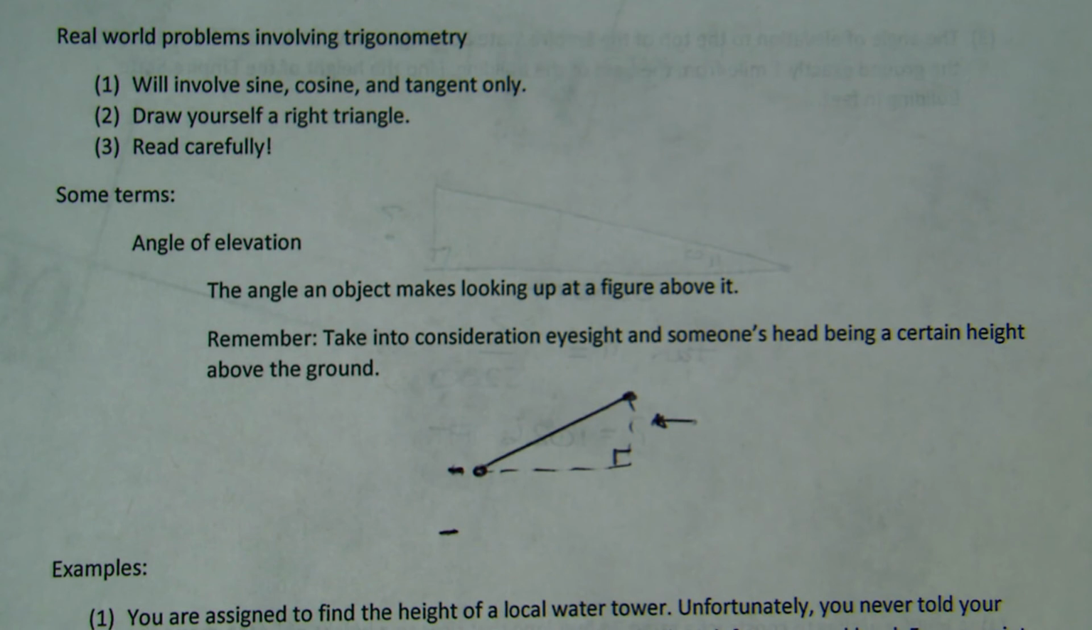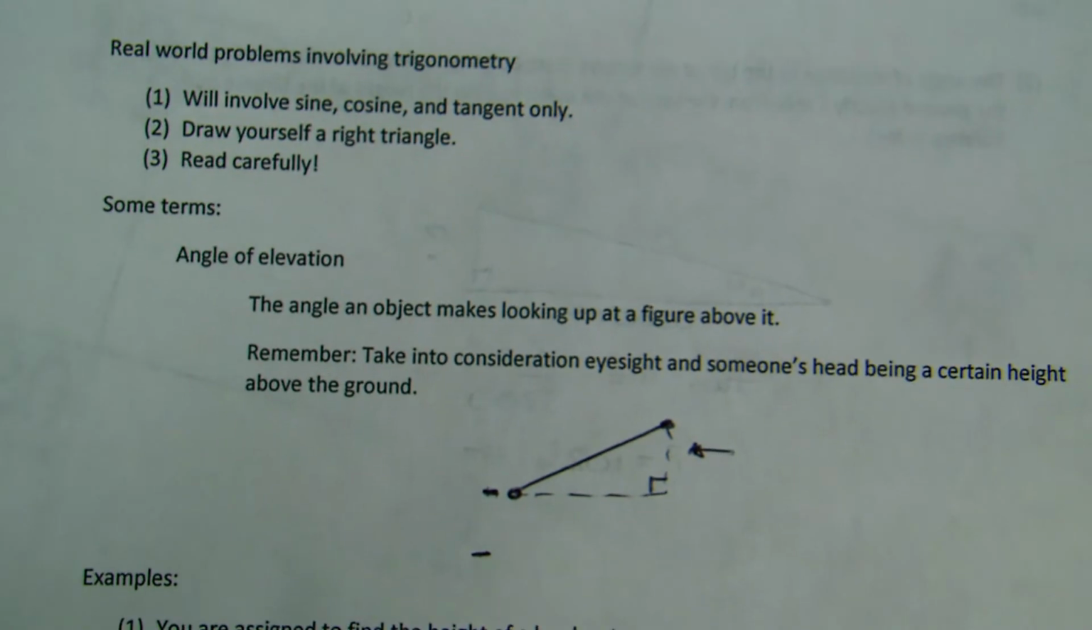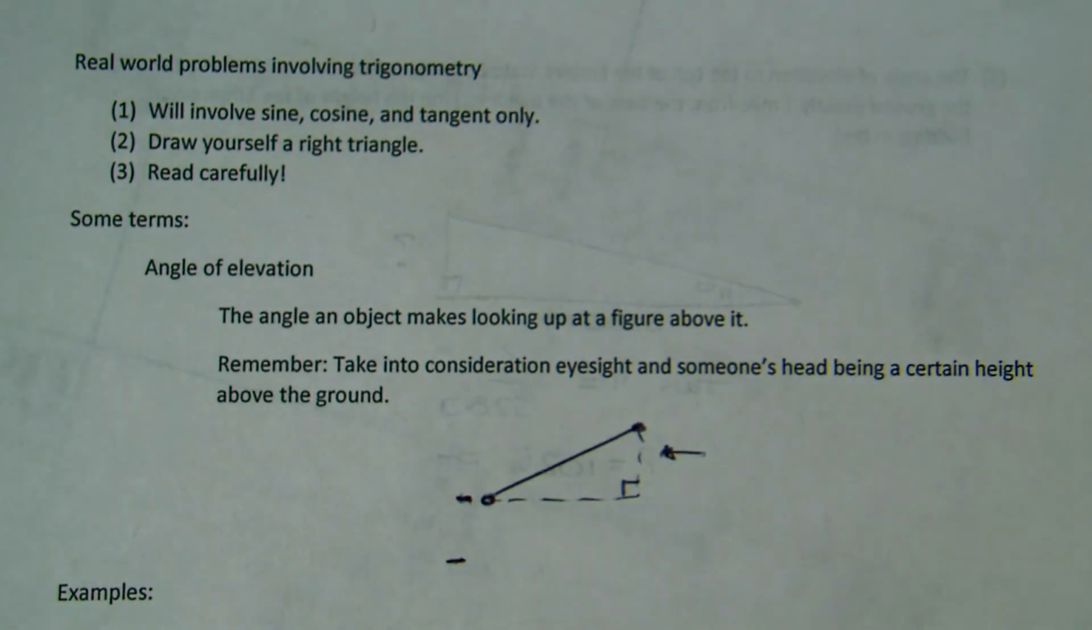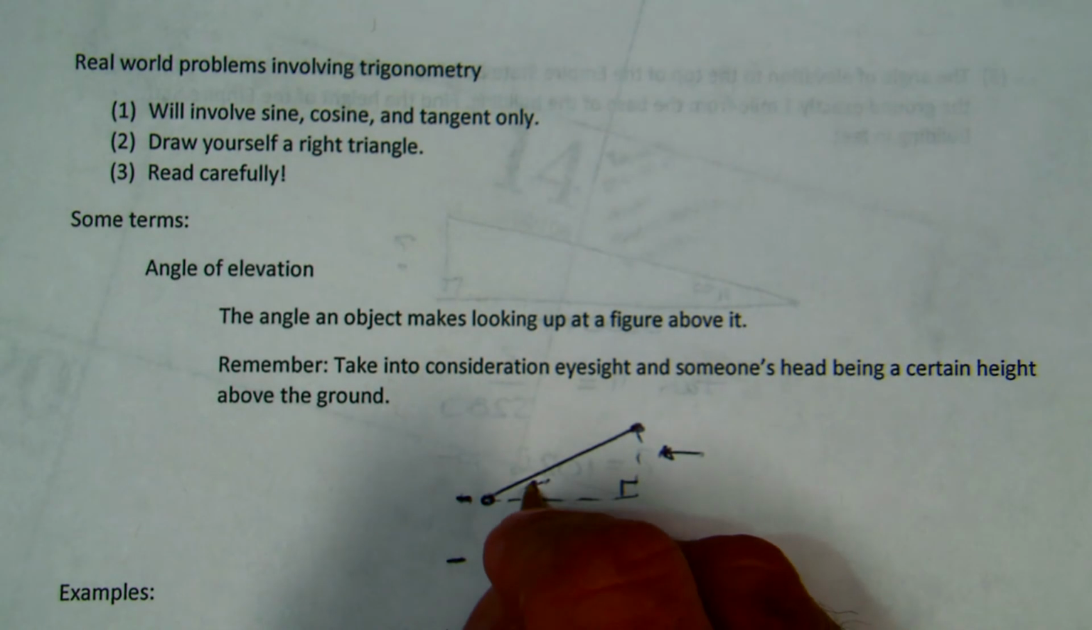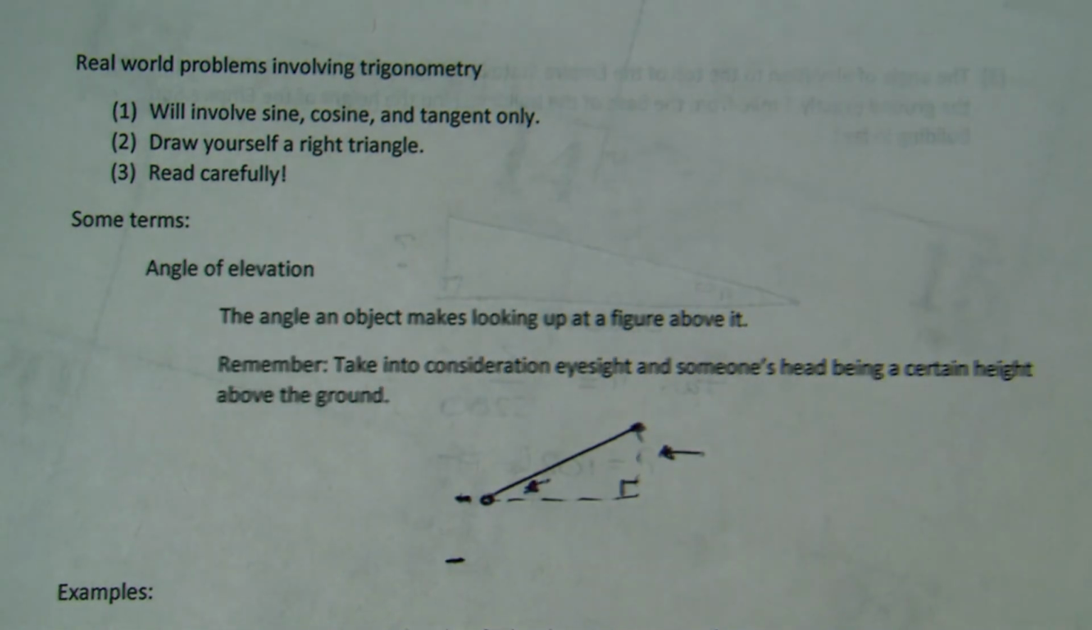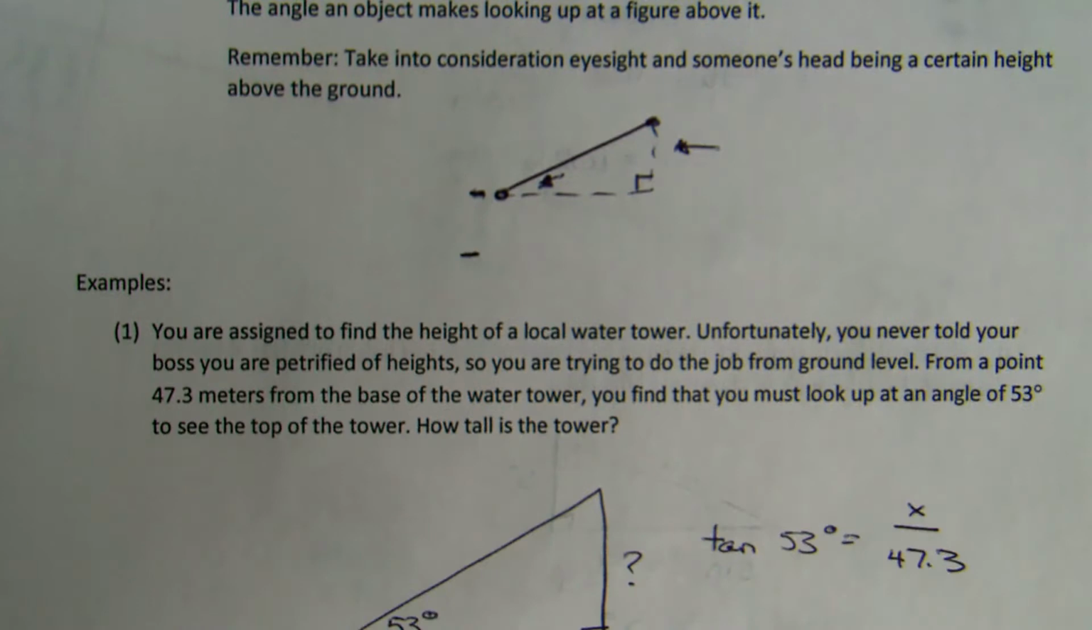All right, one quick thing to go over is angle of elevation. It's the angle an object makes looking up to a figure above it. So we're talking about this angle here. Take into consideration eyesight if they give you the person's height. If not, you assume you're going from the ground.